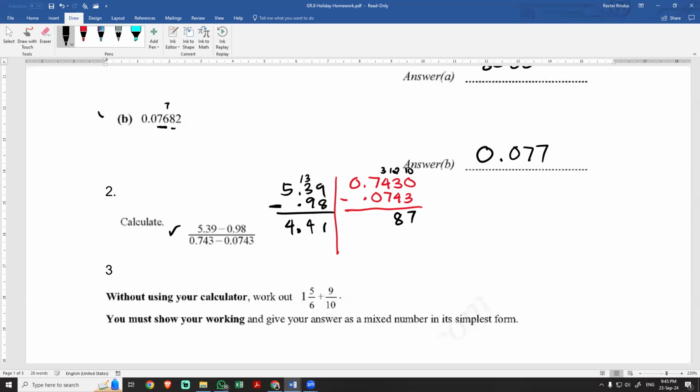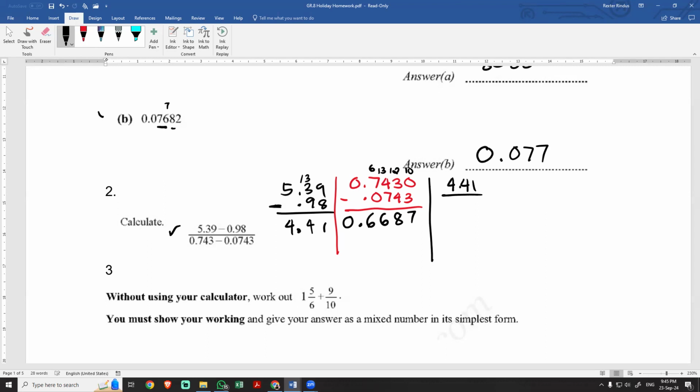Here, it's not possible also because 3 minus 7 is not possible. So this will become 13. This will become 6. So 13 minus 7 will give us 6, and that will become 6 also. So in short, your final answer in the denominator is 0.6687.